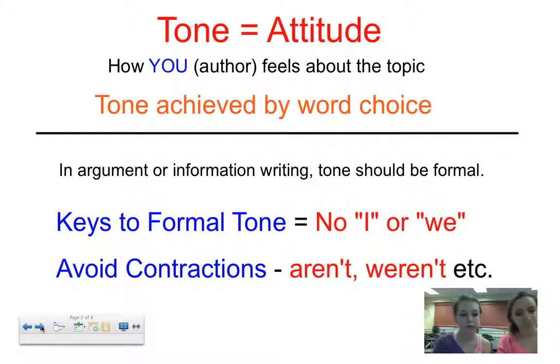If you want to be formal in a letter or an essay, then you don't use I or we, because it's too general. You want to make sure you can relate to lots of people that are reading your essay. And you don't want contractions because it seems really informal. We use contractions in our daily life, but in writing, you don't write how you talk. So you don't use contractions. You say are not or were not.